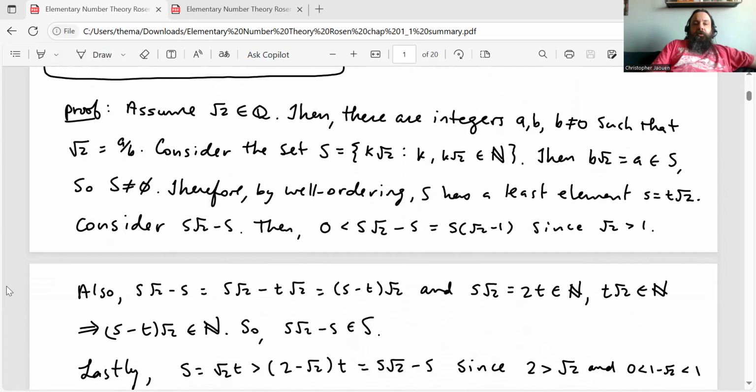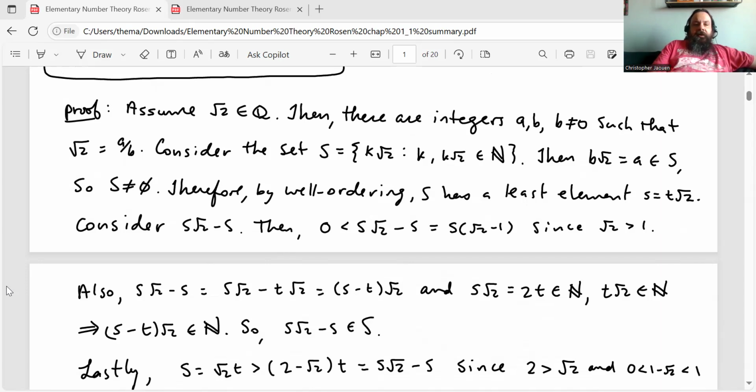All right, so assume square root 2 is rational. Then there are integers a, b, with b not 0, such that square root 2 is a over b. Consider the set S, which is the set of all k times square root 2, where k and k times square root 2 are natural numbers. Then b square root 2 equals a is in the set S, so S is not empty. Therefore, by well ordering, S has a least element, which we'll call t times square root 2.